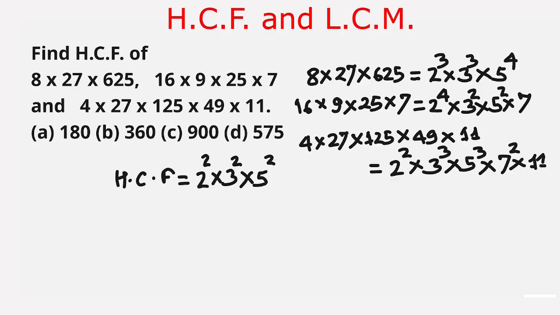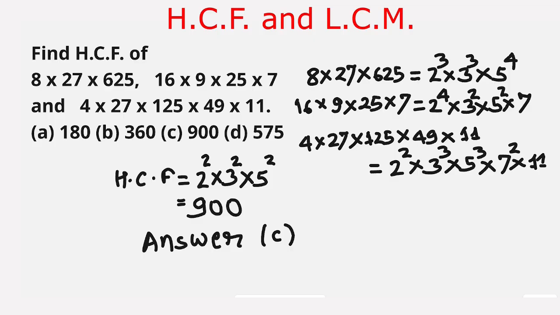Therefore our H.C.F is 2 to the power 2 multiplied by 3 to the power 2 multiplied by 5 to the power 2. As every factor has the power 2, we can directly find the number: 2 multiplied by 3 is 6, multiplied by 5 is 30. So 30 to the power 2 is 900. Therefore the H.C.F of the given numbers is 900, and from the given options our answer is option C, 900. I hope you have understood the method of solving such type of questions. We go to the next question.